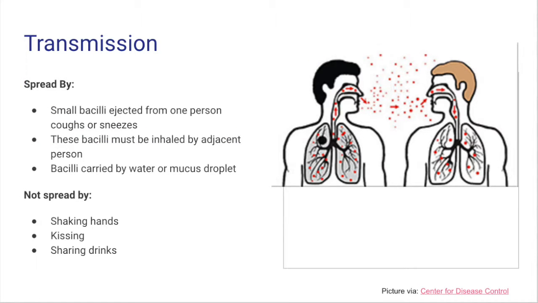So we're going to first answer that first question: how is MTB transferred from one person to another, from an infected individual to someone that is uninfected? So it is spread by the small bacilli ejected from one person from their lungs when they either cough or sneeze. These bacilli need to be inhaled by an adjacent person, so someone that's in the room, someone that's close.